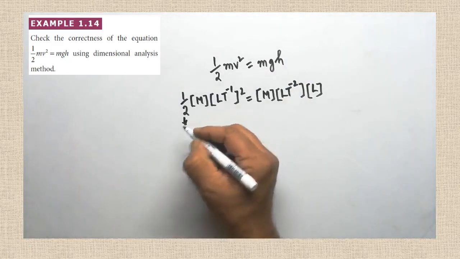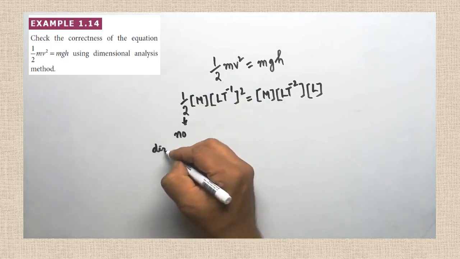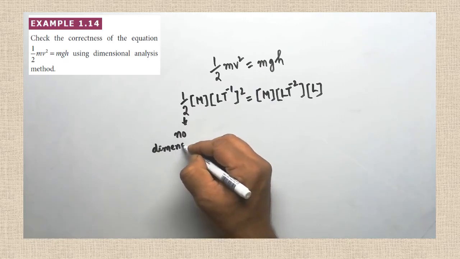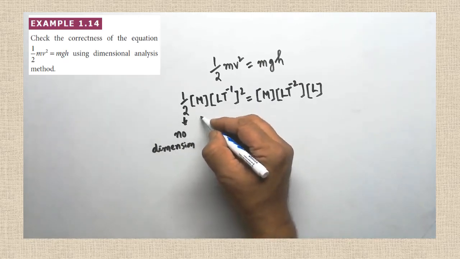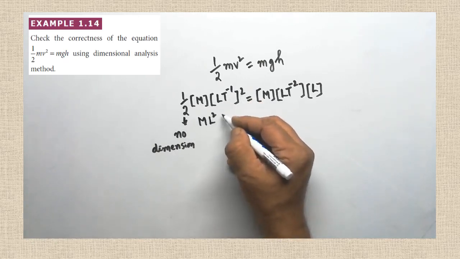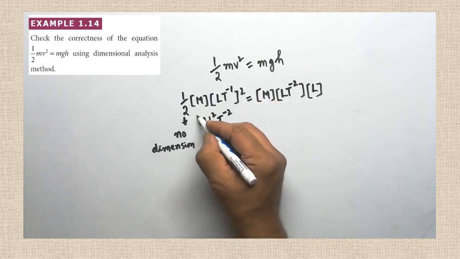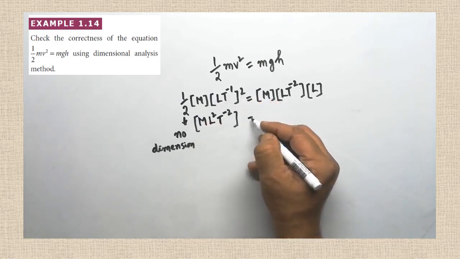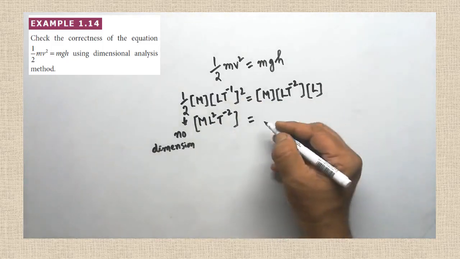As we have seen earlier, this half has no dimension. Very important point. That half, it does not have any dimension. It's a number. Now you try to simplify this. M, this one must be squared. L squared, and then minus 1 into 2, minus 2. So this is the dimension of the LHS factor. Are you clear? Let's see the RHS factor.